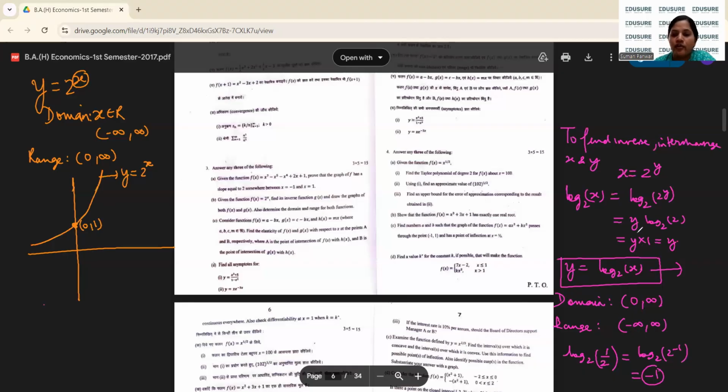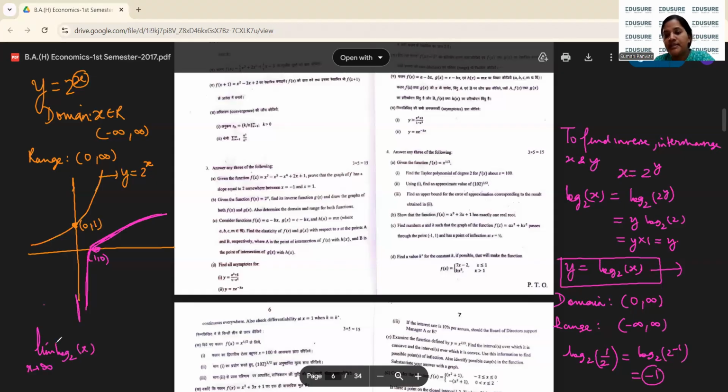So let us try to draw this graph. When x is equal to 1, y will be 0. And of course, because if (0, 1) is on this graph, then (1, 0) should be on the graph of log. Okay. And as it is the inverse function, it should be a mirror image, like this.